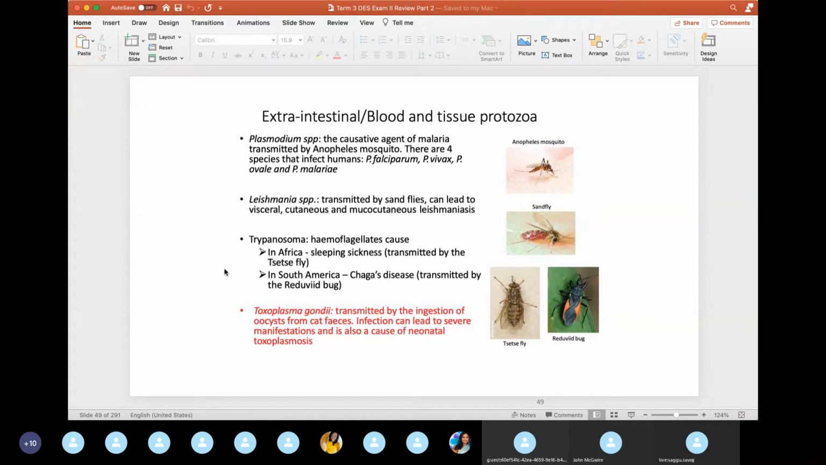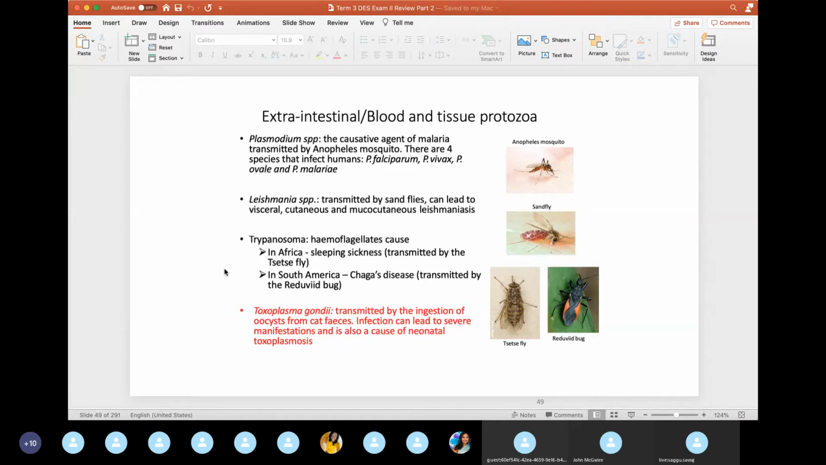So what's the high yield point here for the extraintestinal blood and tissue protozoa? First, you need to know the vector. How is it going to be transmitted, right? Just like the intestinal ones. Well, the intestinal ones are transmitted by oocysts, right? Or trophozoites directly. For this one, you need to know the vector. And you need to know the diseases that it causes, right?